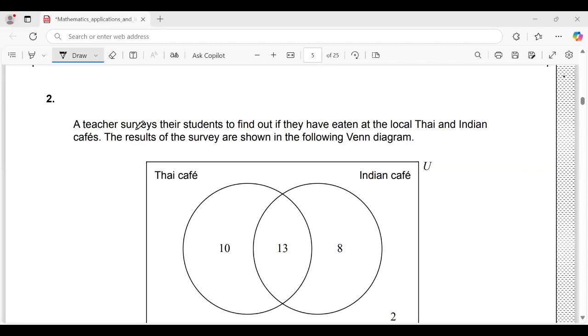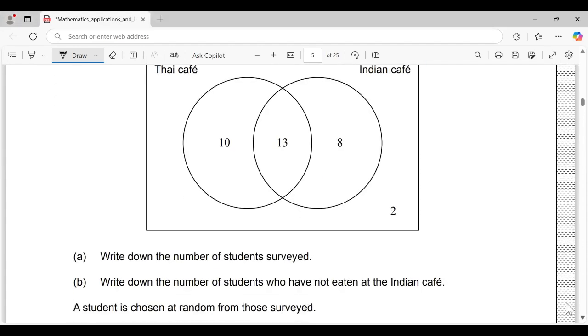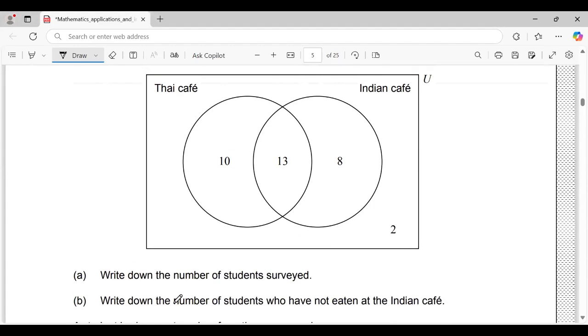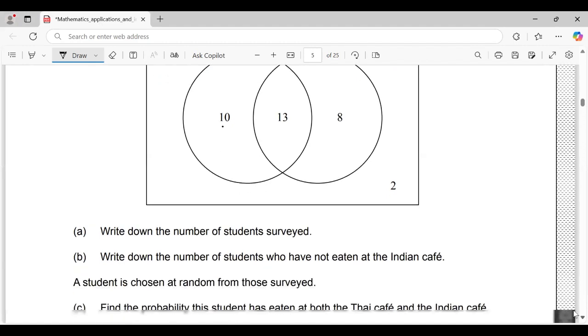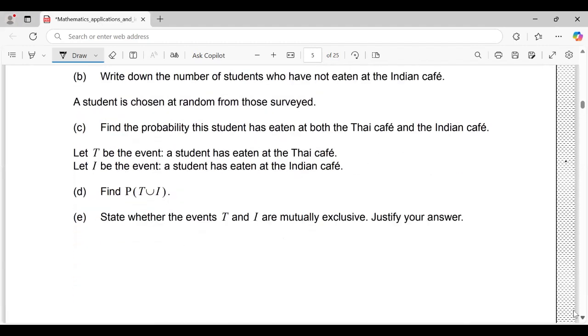Number two, a teacher surveys their students to find out if they have eaten at local Thai and Indian cafes. The results of the survey are shown in the following Venn diagram. This diagram. Question: write down the number of students surveyed. Students surveyed are 10, 13, 8, and 2. 10 plus 13 plus 8 plus 2.